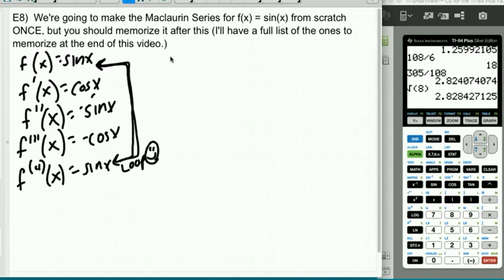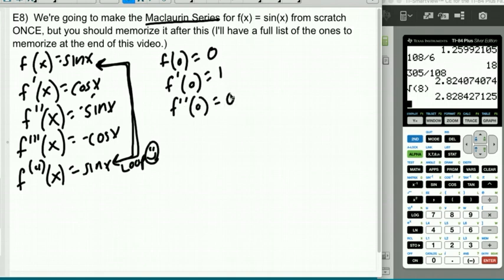Okay, so if we evaluate at 0, because it's a Maclaurin series, which is when x is 0, right? F of 0 is 0, f prime of 0 is 1, f double prime of 0 is the sine of 0 again, which is 0, f triple prime of 0 is a negative 1, and then the fourth derivative loops back to the same spot. And again, it's a loop, right?